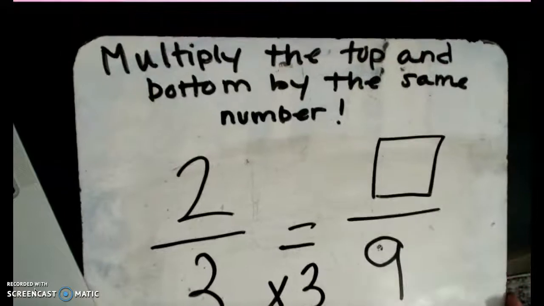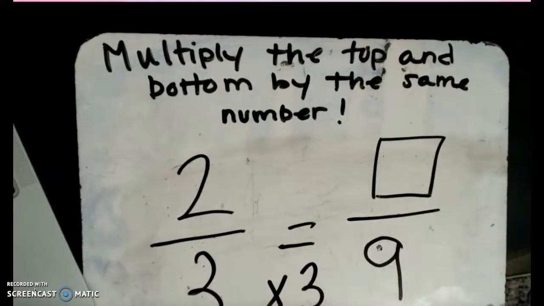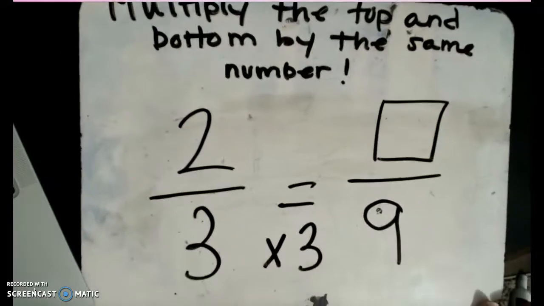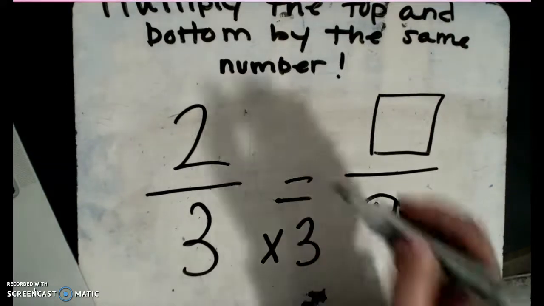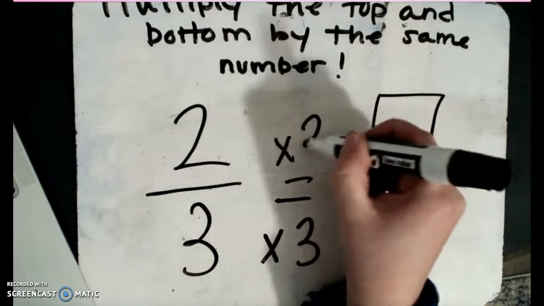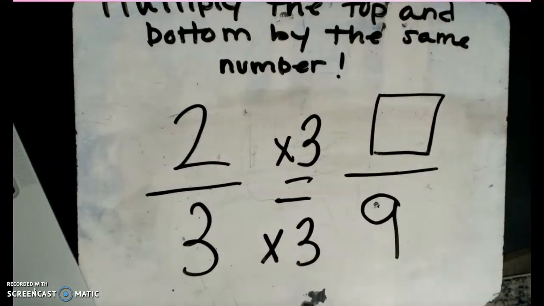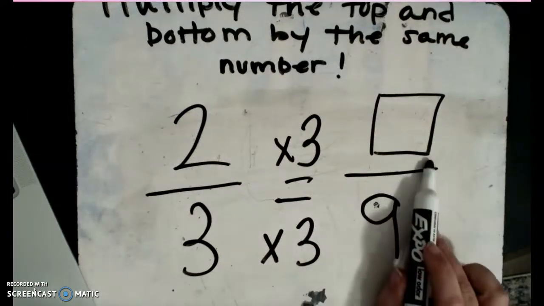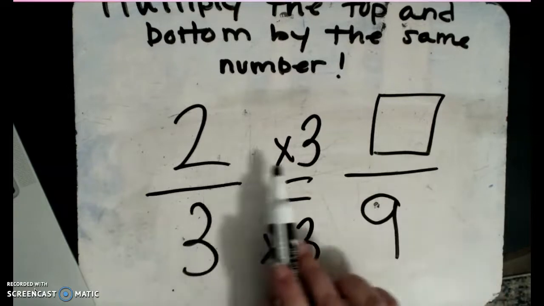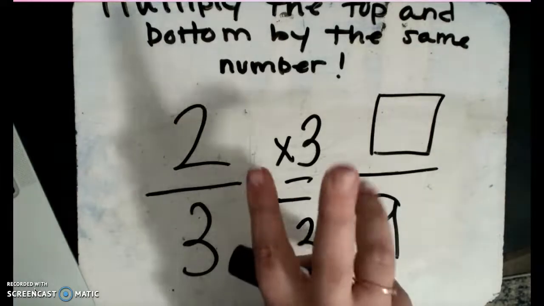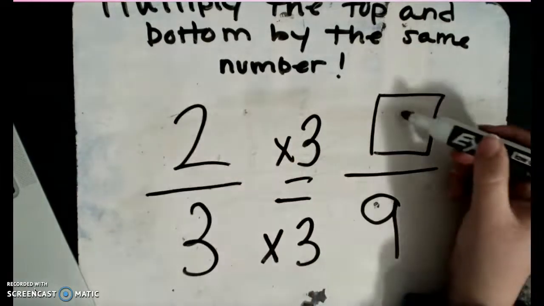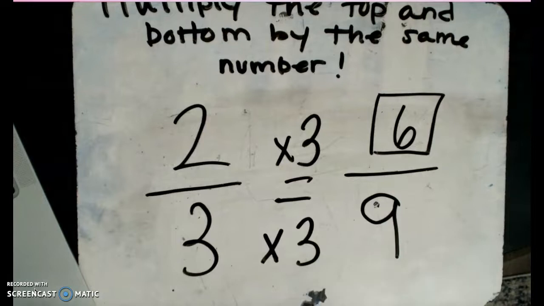Now, I know from my rule up here that they had to multiply the top and bottom by the same number. So if they multiplied by 3 down here, they had to multiply by 3 up here as well. And now I can solve for my missing numerator. 2 times 3 equals, 2, 4, 6. So I know my missing numerator was 6 for this one.